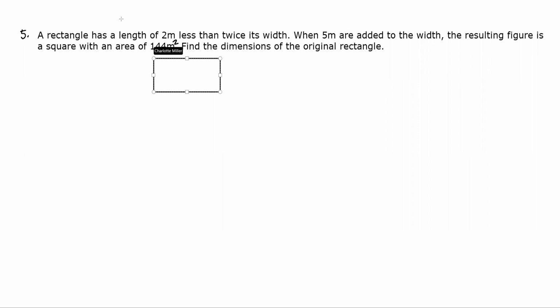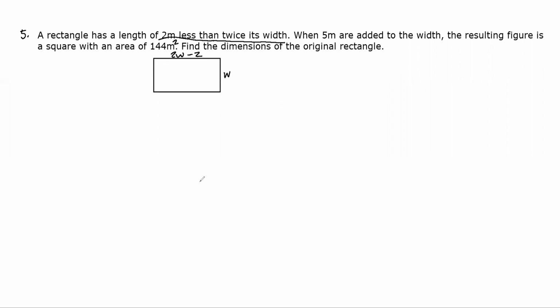And we know the length. So that's this longer piece here. And it doesn't actually matter which one you put as which. But the length, I will normally do as the longer one, 2 meters less than twice the width. Now, if I call the width W, twice the width is 2W. 2 meters less than that means I'm going to subtract 2. So 2W minus 2 is the length.